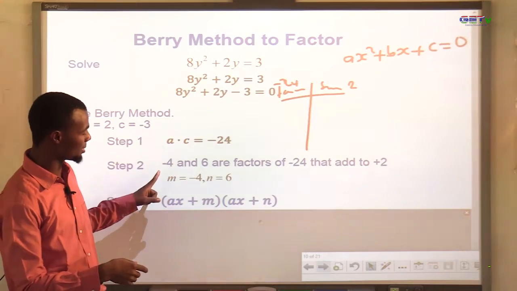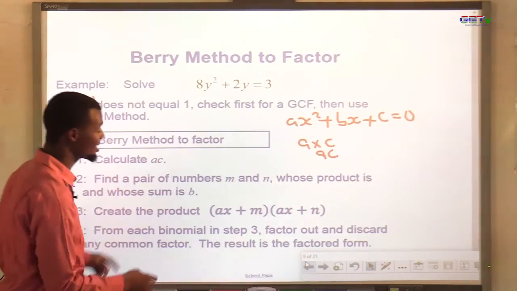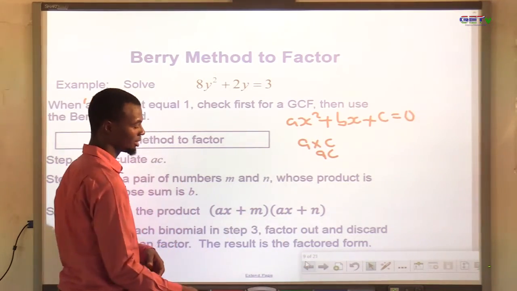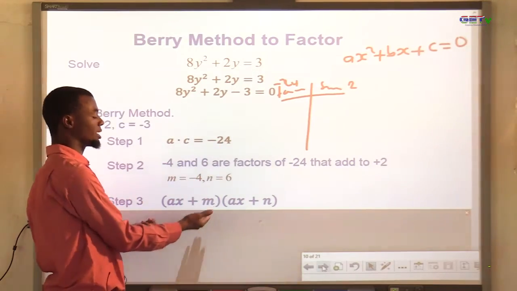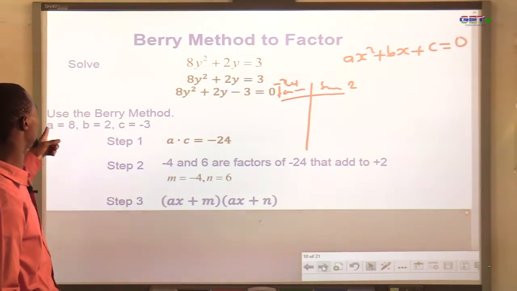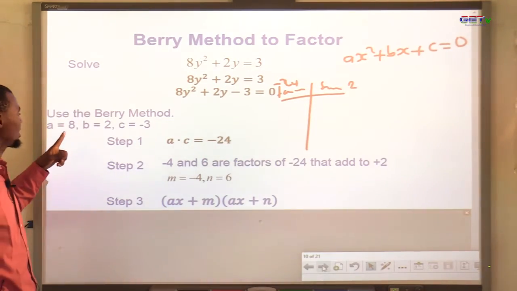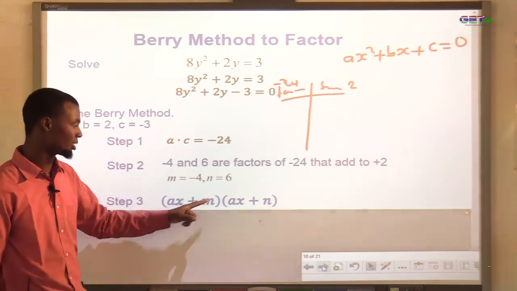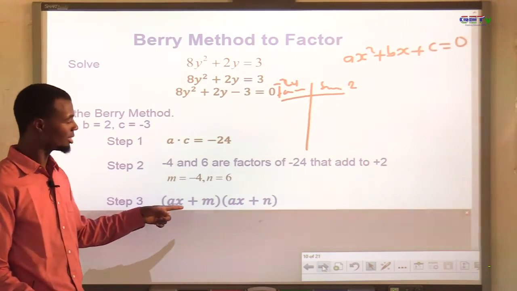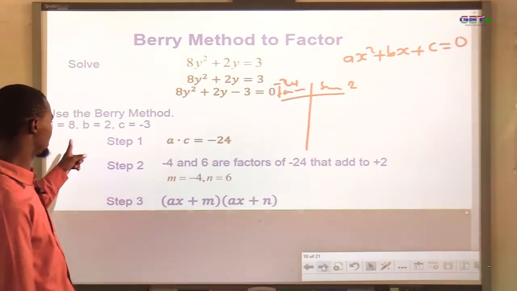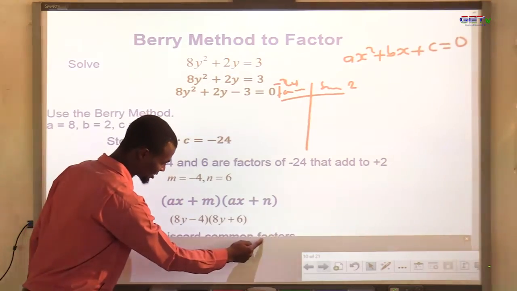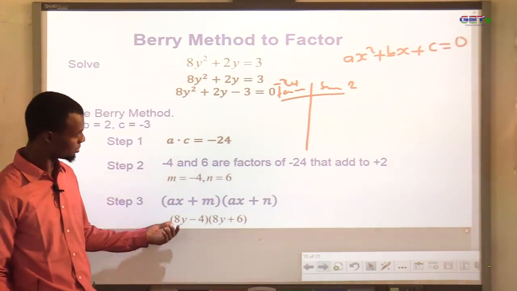Look at the way it is happening. If you go back, it's the same thing returning: AX plus M and AX plus N. What is the value of A? The value of A is 8. What is the value of M? The value of M is negative 4. So that is what we substitute in this one. The same thing, the value of A, which is 8, and the value of N is 6. So that is what you substitute here.